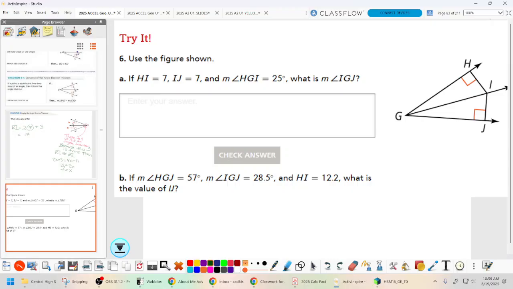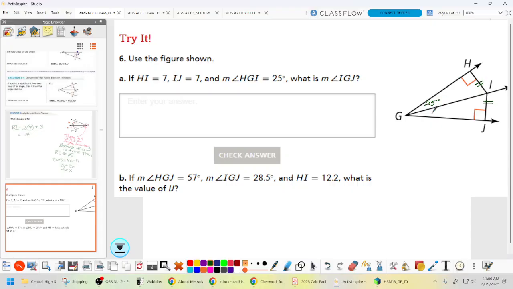Guys, basically these problems are playing around with your understanding of the conditions of the theorem. Okay? So the angle bisector theorem says if a point is on the angle bisector, it is equidistant from the sides. So in here we're told HI and IJ are both 7. So for the first one, we're told this is true. So basically we're working with the converse. We are just told that the point is equidistant from the sides. Okay? Now it tells us that angle HGI is 25. And it wants IGJ, this one.